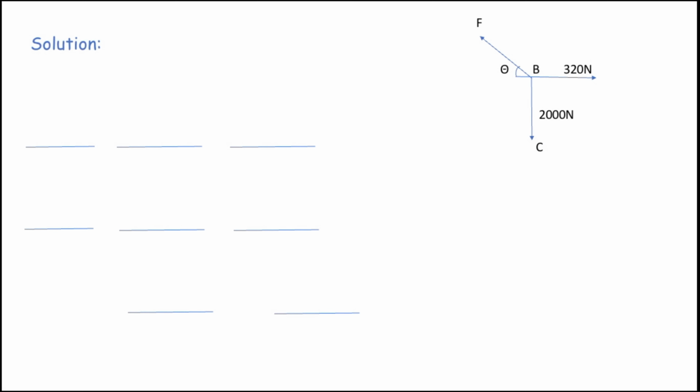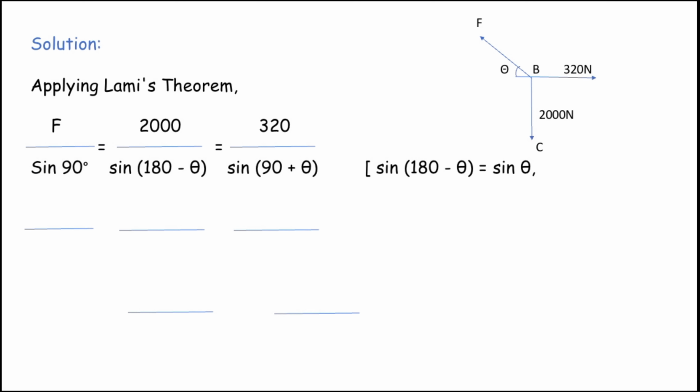And the solution: I am taking Lami's theorem. So applying Lami's theorem, the sine formula is applied. F divided by sine 90 equal to 2000 divided by sine (180 minus theta) and 320 divided by sine (90 plus theta). Now I am going to explain this.